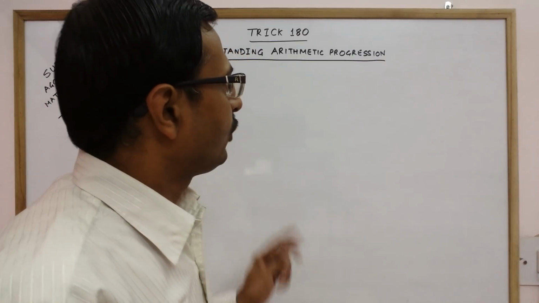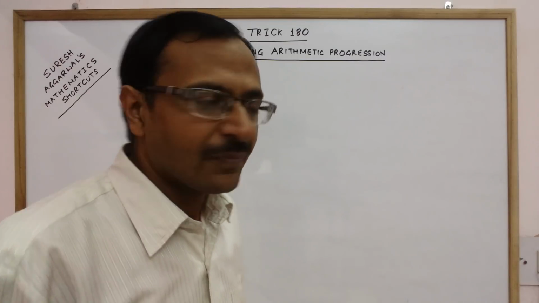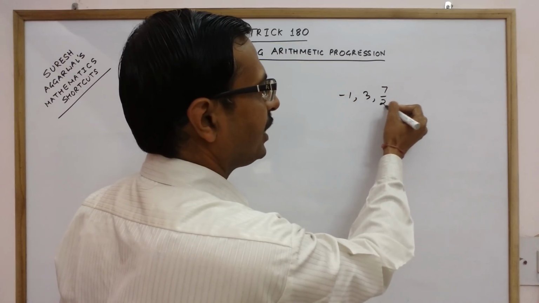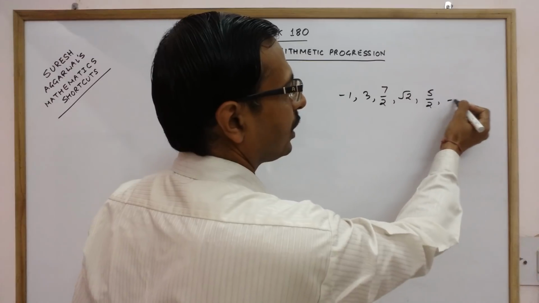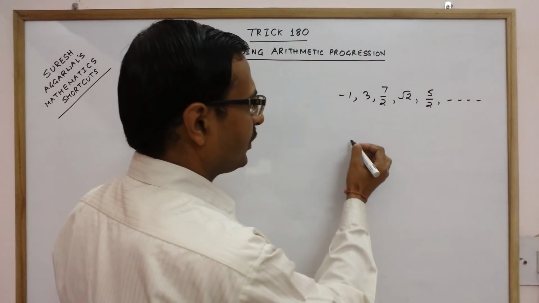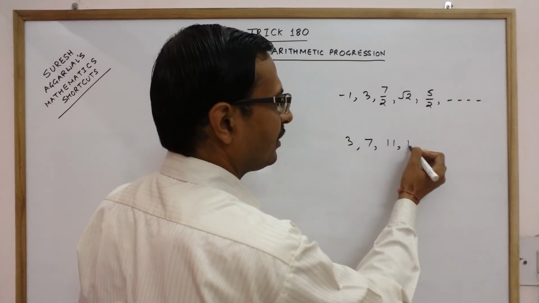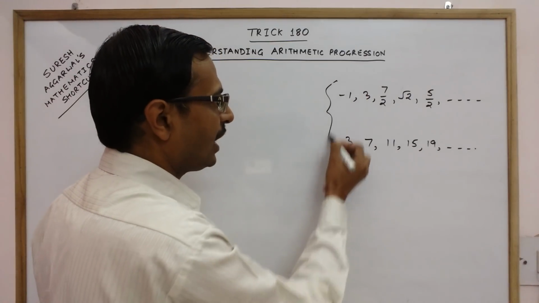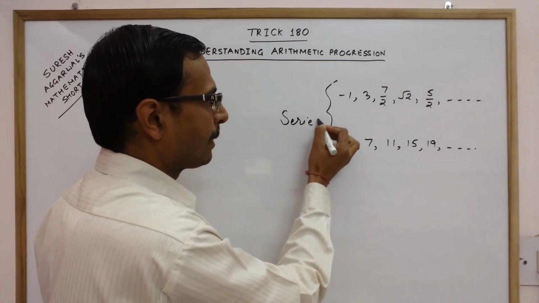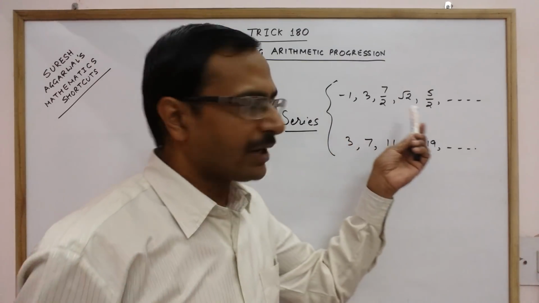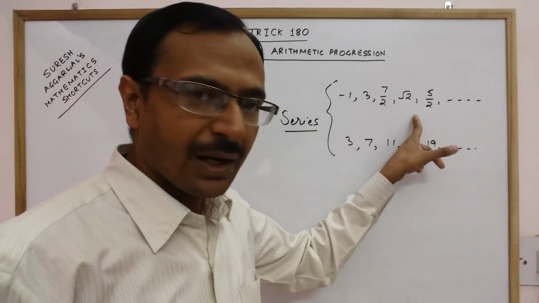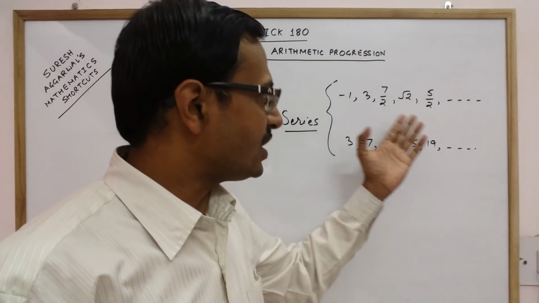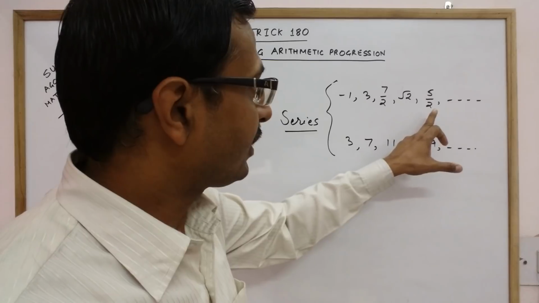To understand what an arithmetic progression is, let me write a series of numbers: -1, 3, 7 by 2, root 2, 5 by 2 and so on, and another series of numbers, say 3, 7, 11, 15, 19 and so on. Both of these are series of numbers. Some numbers are written one after the other, but in the first case I have written them in a random order where you cannot judge which number is going to come after 5 by 2.